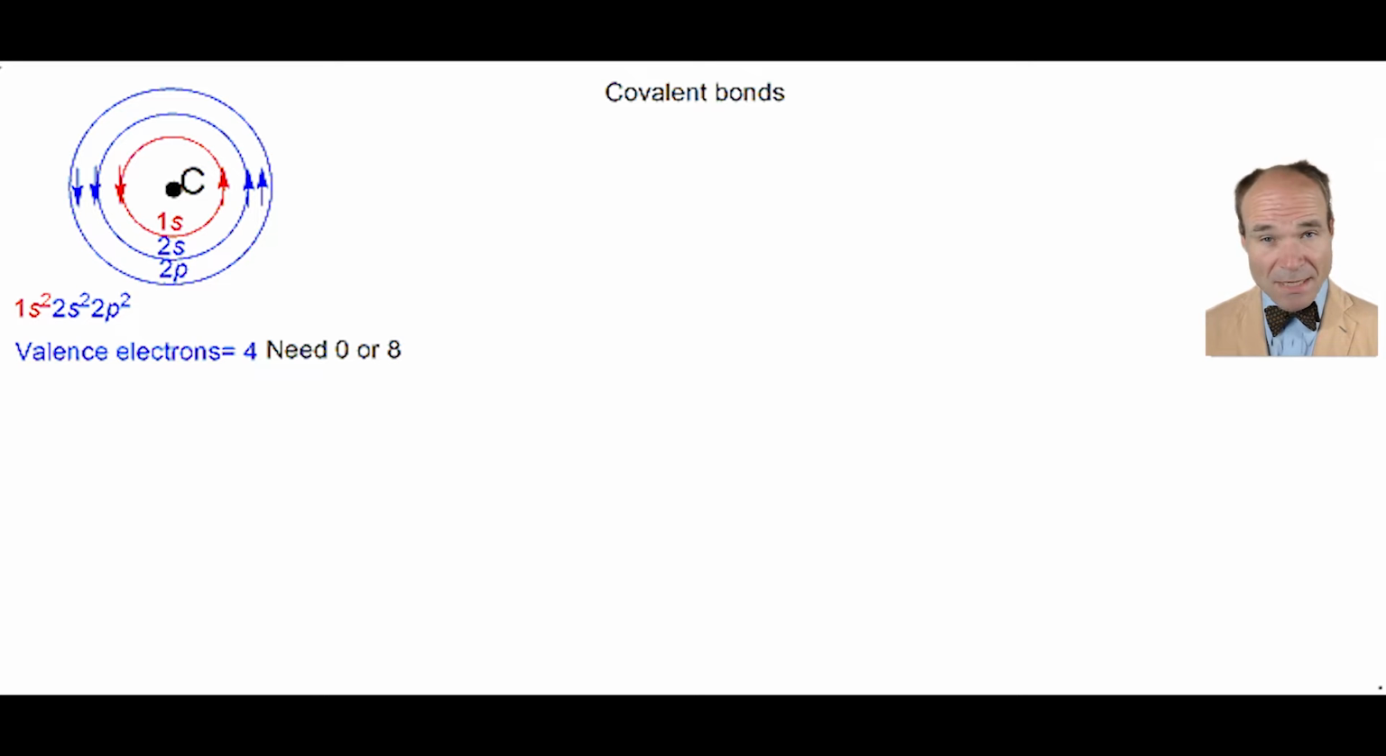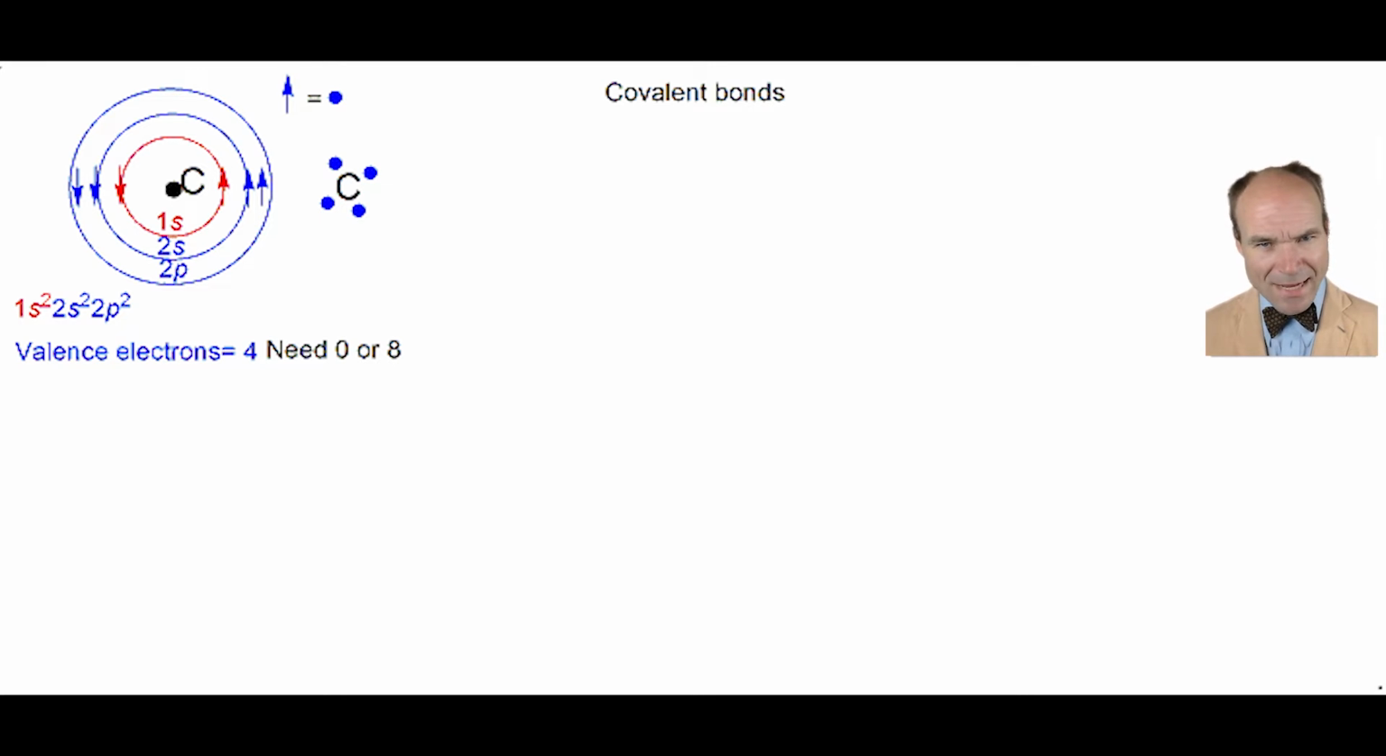So, to meet the octet rule, we must either lose 4 electrons to achieve 0 electrons in the outer shell, or gain 4 electrons to achieve 8 electrons in the outer shell. An alternative method to show this is C for carbon, then the use of a dot to represent a valence electron. Thus, there are 4 dots around the letter C.